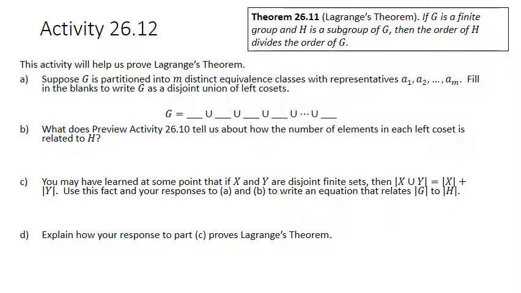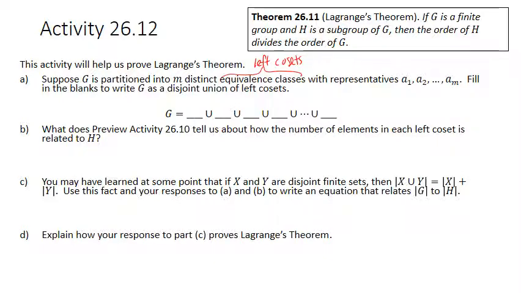Okay, so let's go ahead and go over the activity here. Suppose G is partitioned into M distinct equivalence classes with representatives A1, A2, up through AM. Fill in the blanks to write G as a disjoint union of left cosets. I think they may have meant to put left cosets here instead of equivalence classes, but I presume the equivalence classes they're talking about are those left cosets that are the equivalence classes under the tilde h operation.